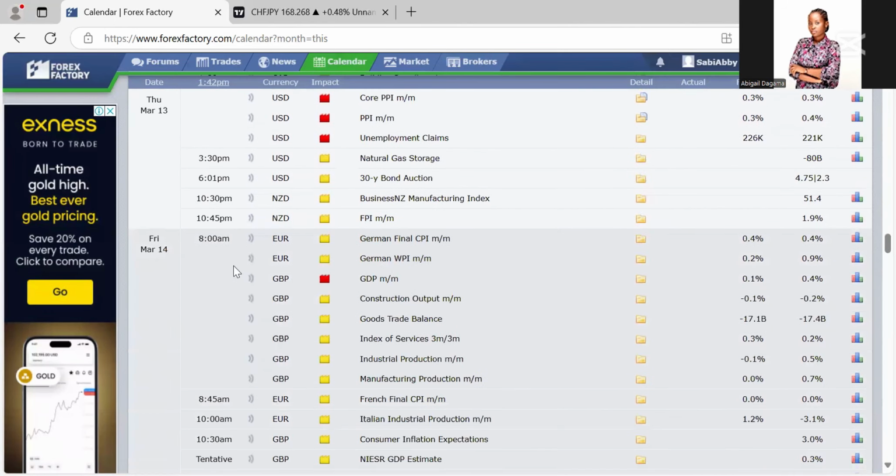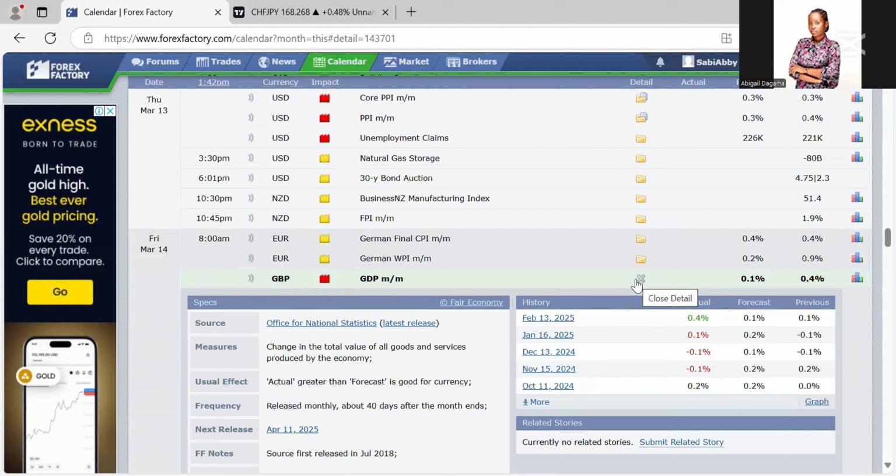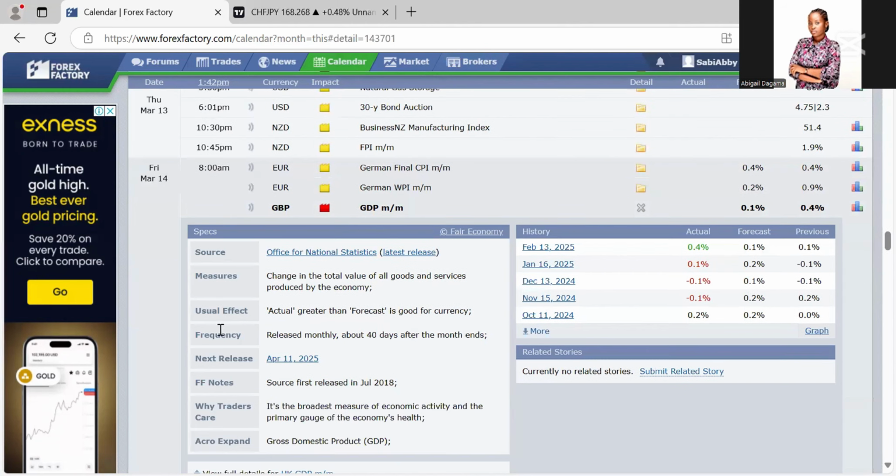Okay, it's on the 14th of March, and that's coming out on the pound. You can see that this data is GDP M over M, meaning GDP month on month. Now, what does it measure? This basically measures the total monetary value of all goods and services produced within a country over a specific period of time, right? You can also see that it shows you what it measures. It also shows you the effect.